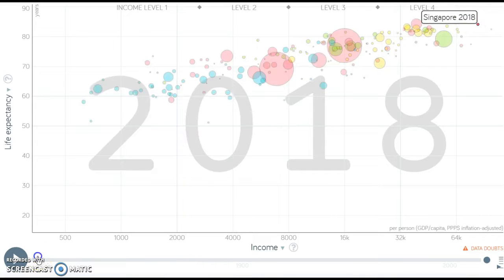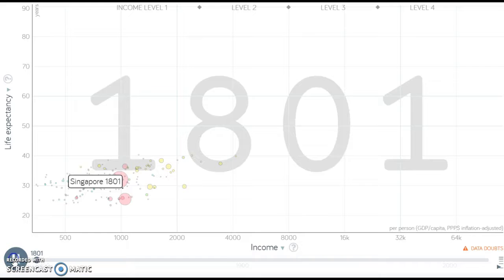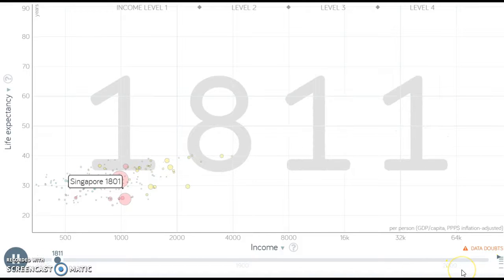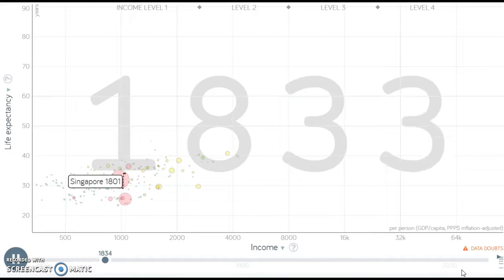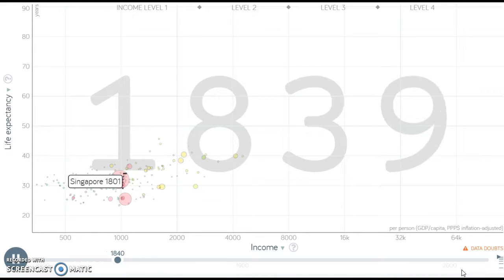One of the biggest rises in life expectancy is seen in Singapore, which in 1800 had a life expectancy of 29.1 years, which rose to 84 by 2018. Over time, Singapore rose from 1,020 to 83.9 thousand income per capita from 1800 to 2018.